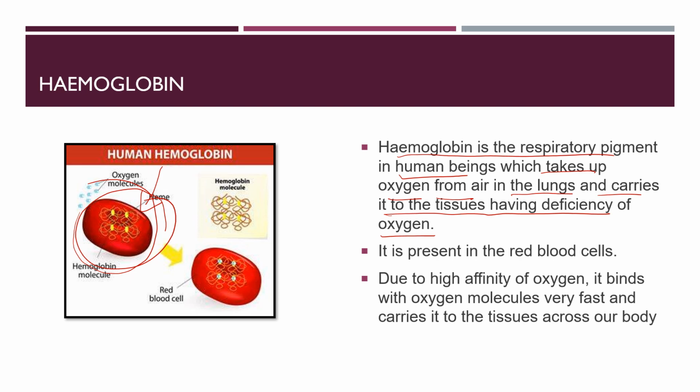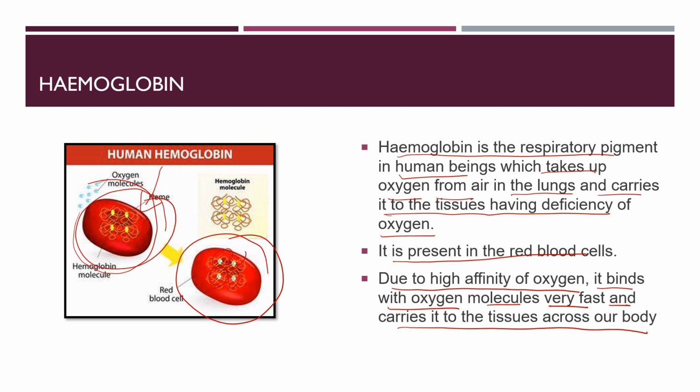It is a red blood cell which has the red blood pigment, which is a respiratory pigment carrying oxygen. So oxygen is bound to it when it is absorbed from the alveoli to the capillary. It is present in the red blood cells, and due to its high affinity for oxygen, it binds with oxygen molecules very fast and carries them to the tissues across the body.